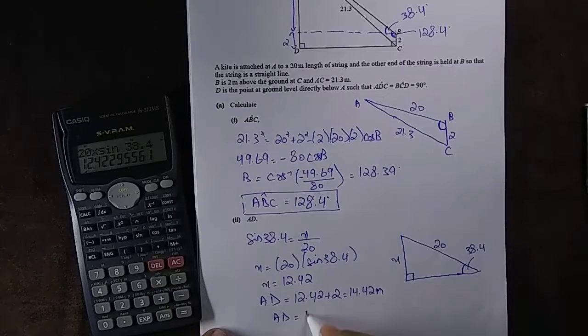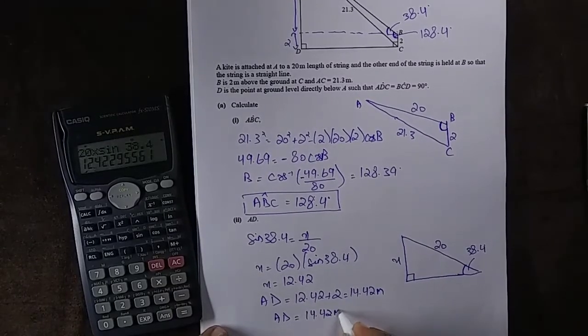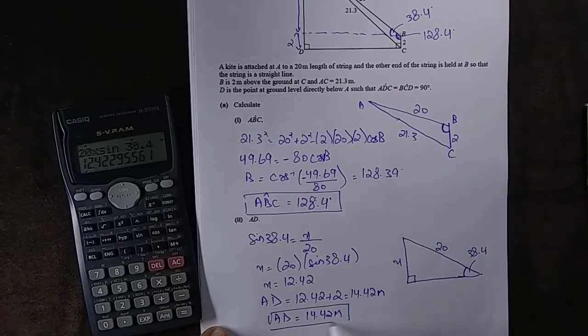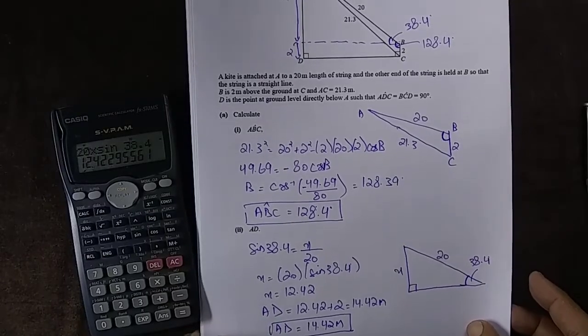So AD equals 14.42 meters. This completes the second part.